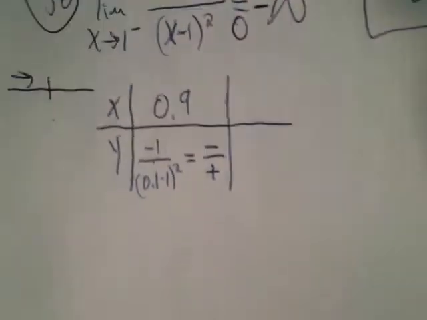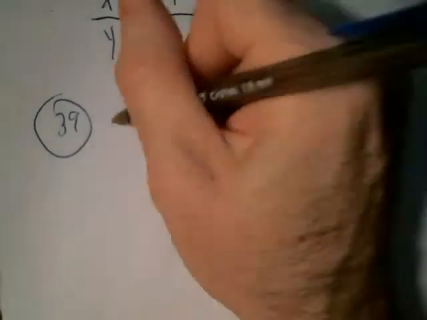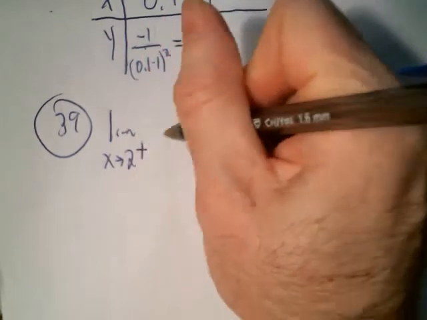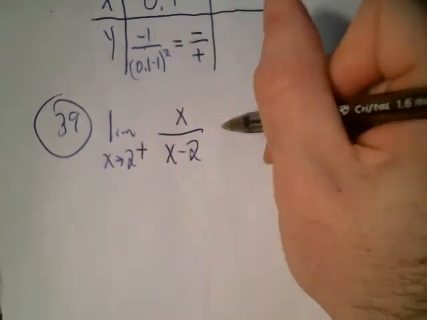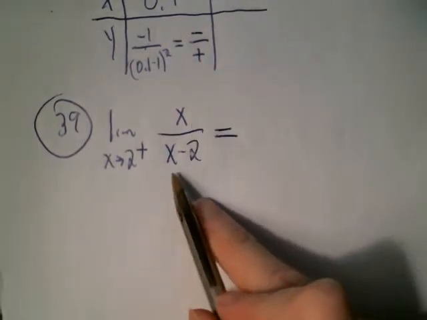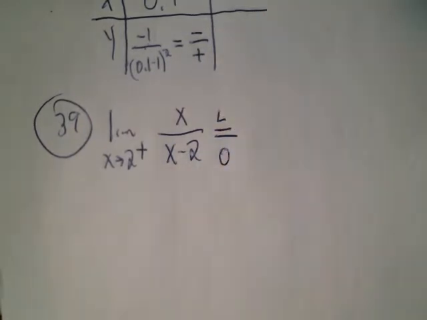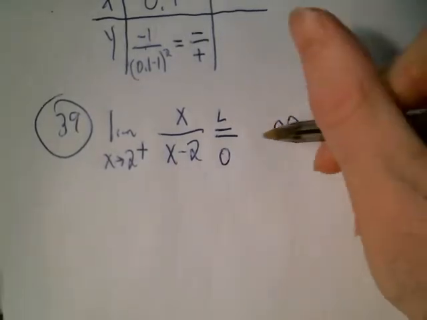Okay. Let's do one more of those. So 39. They want to know the limit as x goes to 2 from the right of x over x minus 2. Okay, so if you plug 2 into this thing, you get 2 over 2 minus 2, which is this type, L over 0. So automatically, again, you know it's either plus or minus infinity. You just have to figure out the sign on it.